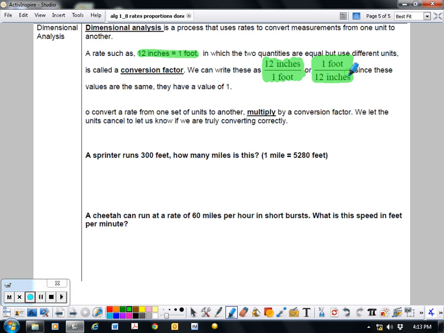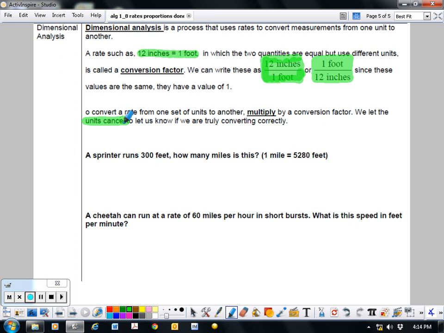So we have to know the conversions between different units. So it's always a good idea to have it on hand. And if you don't have it on hand, then usually a teacher will give it to you or ask you to look it up, because since so many people have phones anymore, all it takes is a simple Google and you've got the answer. So to convert a rate from one set of units to another, we're going to multiply by the conversion factor, and we're going to let the units cancel.